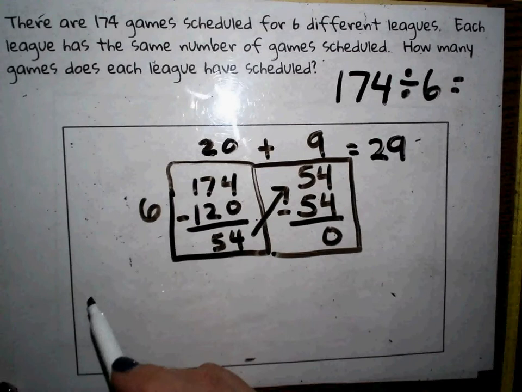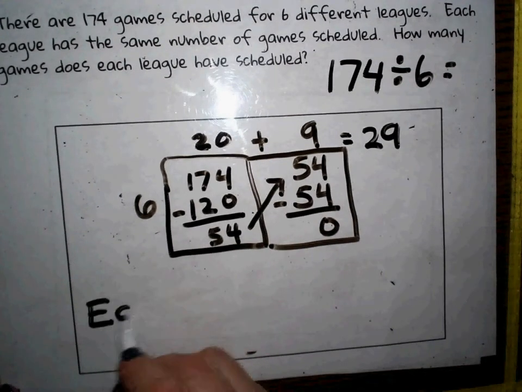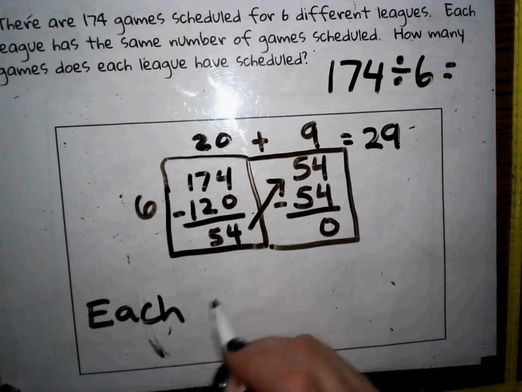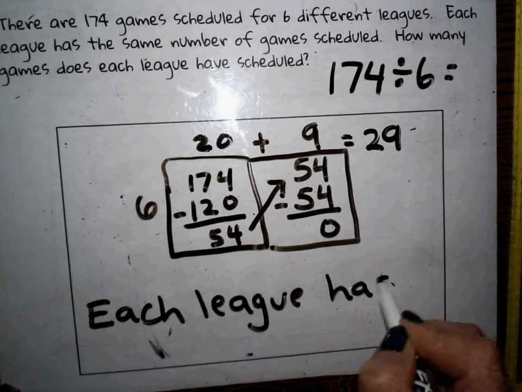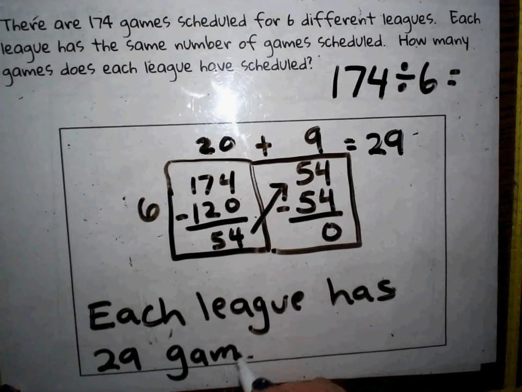So to answer the question, how many games does each league have scheduled? I would say each league has 29 games scheduled.